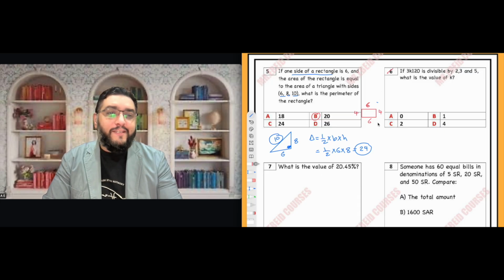Let's move to question 6. If the number 3K120 is divisible by 2 and 5, what is the value of K?